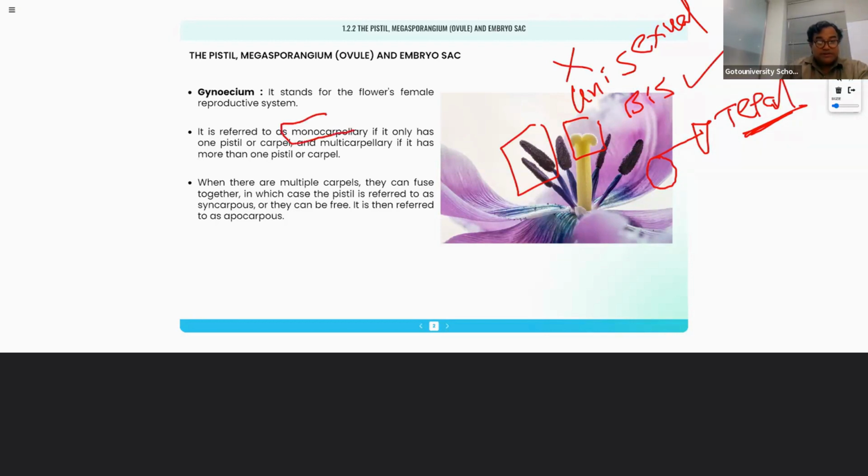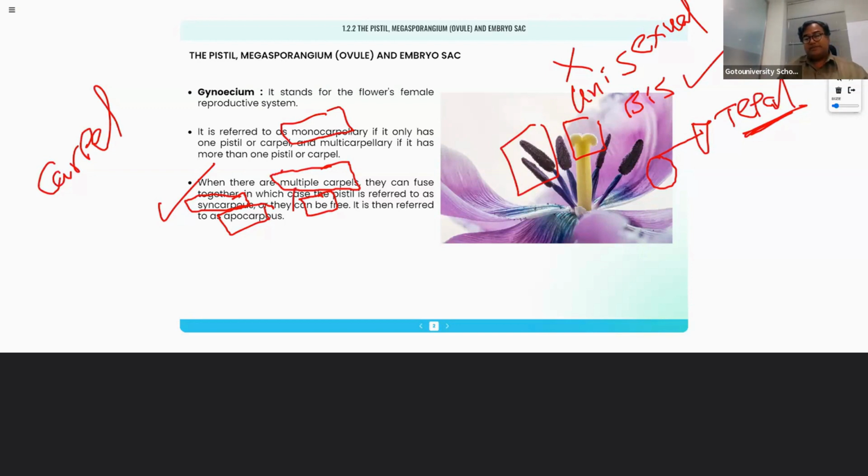The word monocarpellary denotes a single carpel, or single pistil. Multicarpellary: if the carpels are free, it is apocarpous; if they are attached, it is syncarpous. So for multiple carpels, attached is syncarpous, free is apocarpous. But what is the hidden meaning behind this? Either it is free or it is attached.